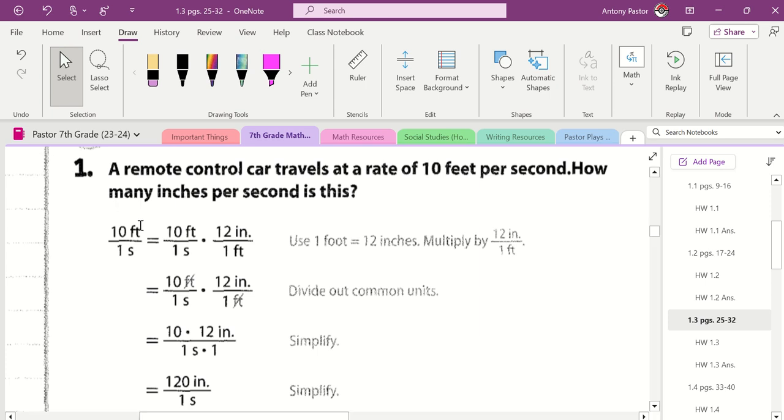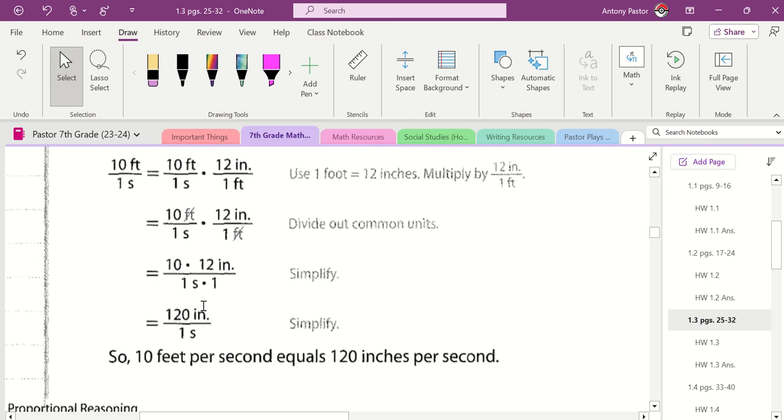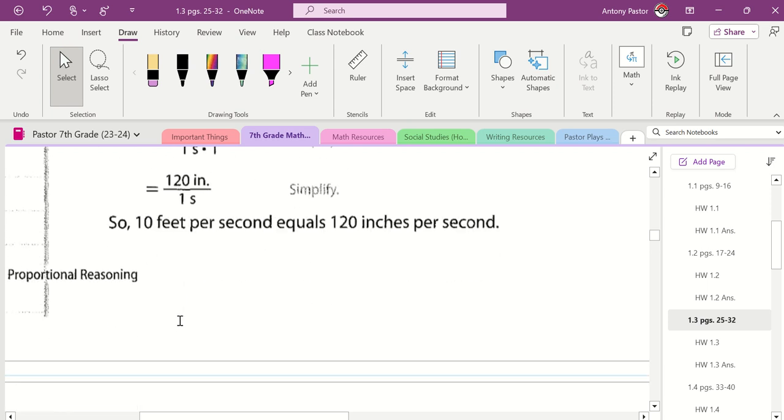So again, we said that this car can move 10 feet per second. We want to find out how many inches that is. So we put 10 feet over 1 second times our unit rate, which is 1 foot, and for every 1 foot there's 12 inches. Same kind of idea. The feet are diagonal, like from the last chapter when we did a unit rate or ratios. So we would ignore the feet and multiply straight across: 120 inches per second. So 10 feet per second equals 120 inches per second.